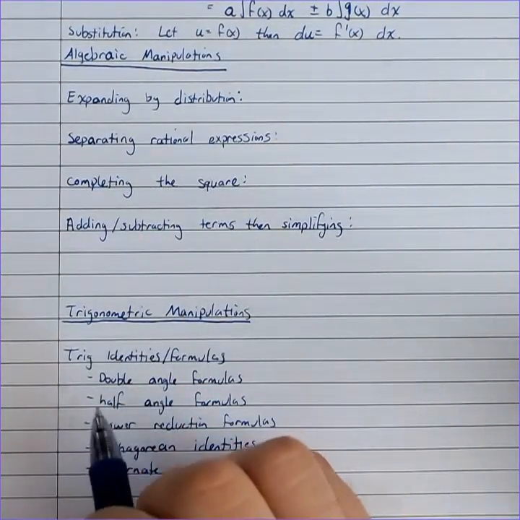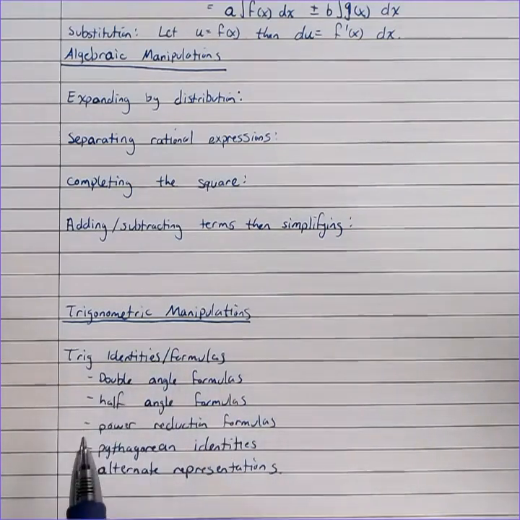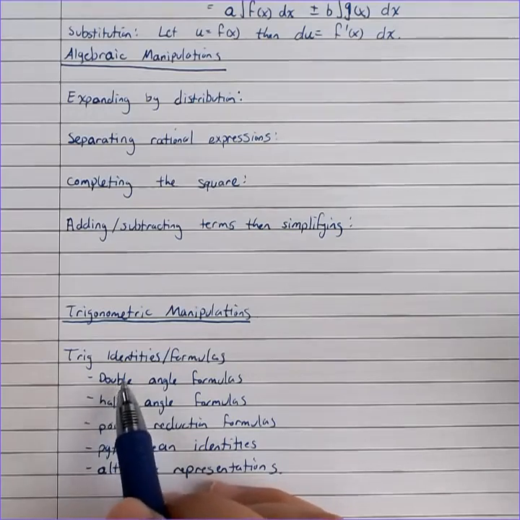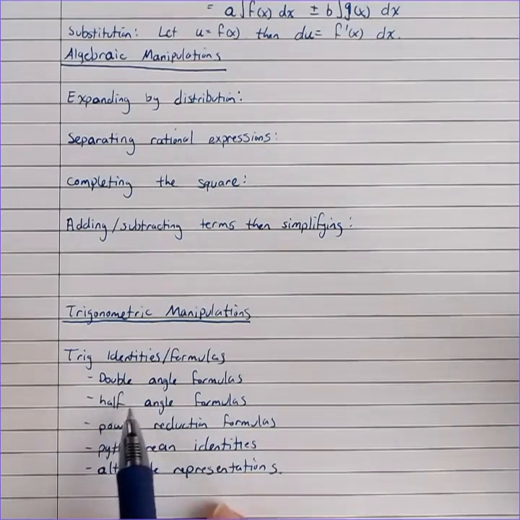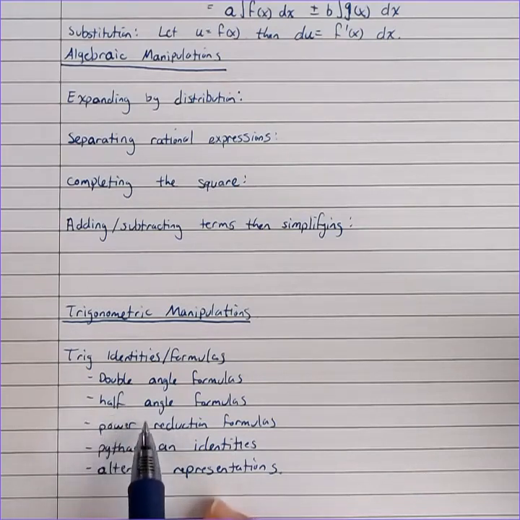The trigonometric manipulations are just the trig identities, the trig formulas, the ones that we learn in trigonometry. The double angle formulas, the half angle formulas, the power reduction formulas: sine of 2x, cosine of 2x, tangent of 2x, half angle formulas, sine of half x, cosine of half x, tangent of half x. Power reduction formulas, sine squared of x can be written as what? Cosine squared of x can be written as what? Well, it can be written as lots of things. Okay, how can they be written so that the power goes down?